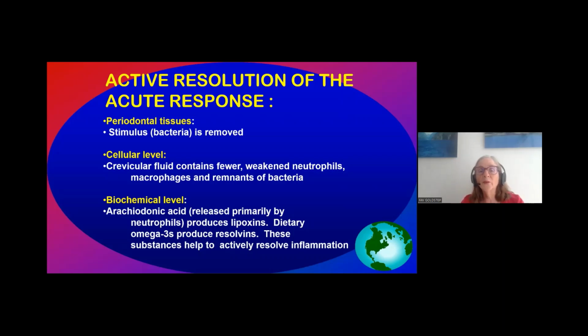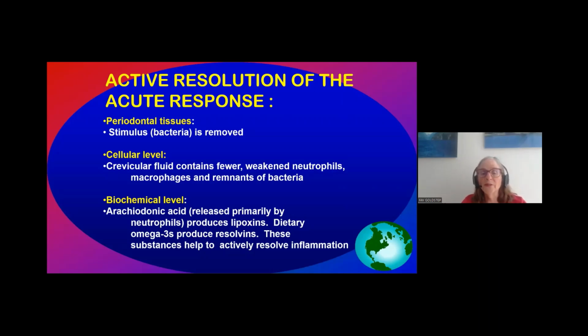So what happens in those different areas? In the periodontal tissue, the bacterial stimulus is removed. On the cellular level, the crevicular fluid contains fewer weakened neutrophils, weakened macrophages, and basically remnants of bacteria. That's how we actually resolve that. That's how the body resolves the inflammation at an early stage.